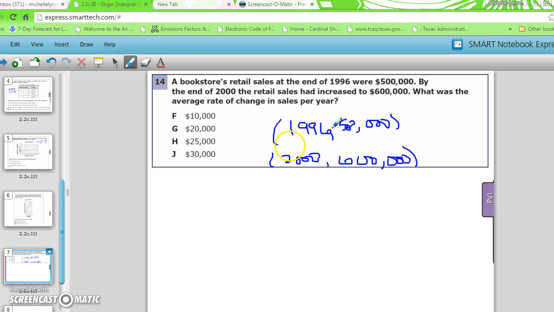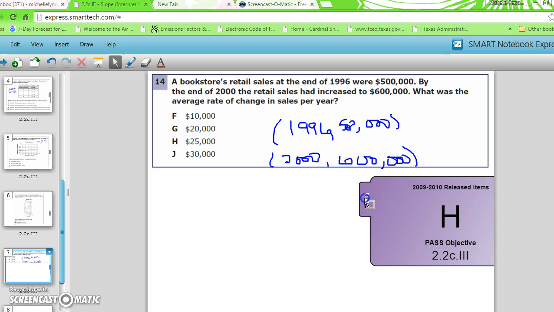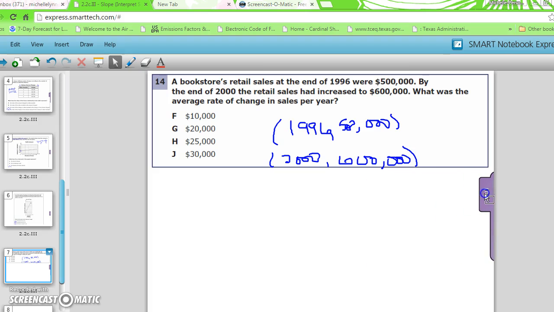Okay, so there's your 2 points that you pull from your data. Okay, x1, y1, x2, y2. So you're going to take 600,000 minus 500,000 divided by, well, I guess you can go either way. I guess I'm trying to make it positive, but you're going to pop it in your calculator. So you can do 500,000 minus 600,000 over 1996 minus 2,000. Or you can do 600,000 minus 500,000 over 2,000 minus 1996. Either way, you're going to get the same answer. So when you pop that in your calculator, you should get 25,000 was the rate of change per year. So every year, they increased their sales by $25,000.